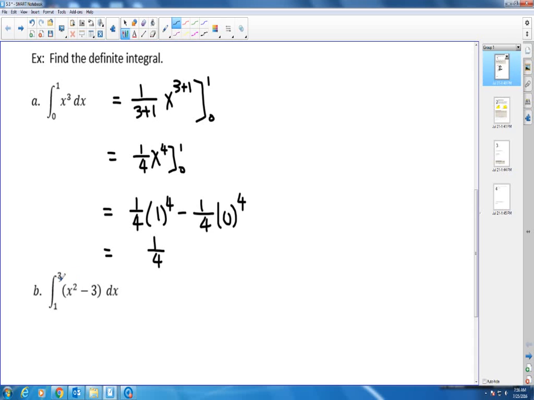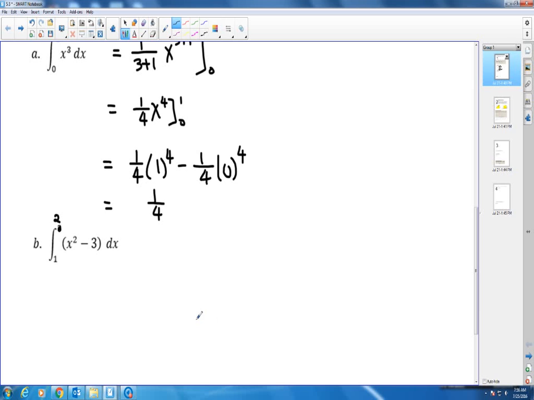This is a mistake. Part b here is 1 to 2. Let's erase that: 1 to 2. Alright, let's try this one. So this is a parabola, and I only want to find the area under the curve from 1 to 2. Since I'm subtracting here, I can split this difference out as 2 integrations. So this is going to be the integral from 1 to 2 of x squared dx with respect to x, minus the integral from 1 to 2 of 3 with respect to x.